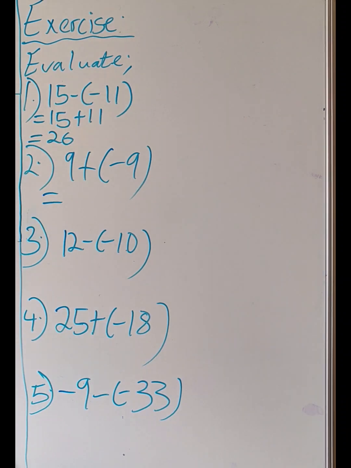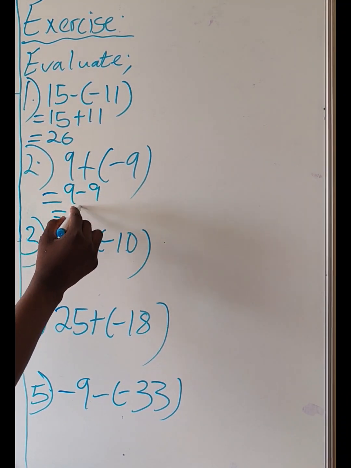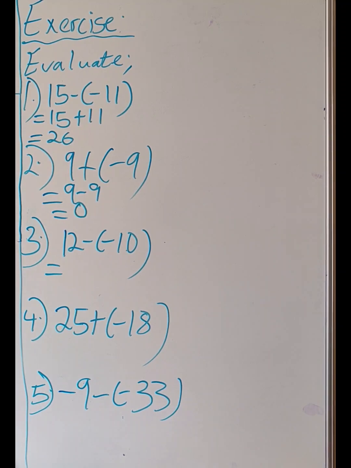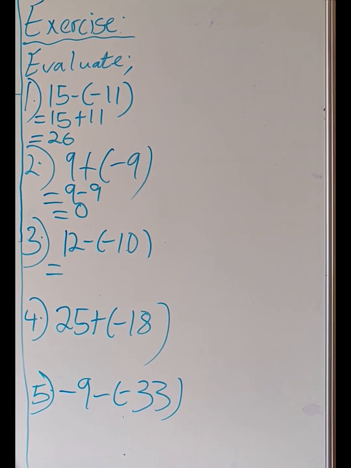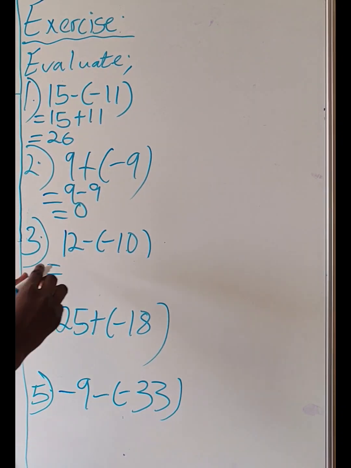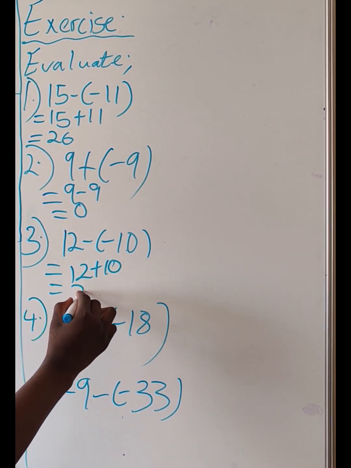9 plus open brackets minus 9 close brackets is going to be 9 minus 9, and 9 minus 9 is going to give us 0. Next question. 12 minus open brackets minus 10. Minus multiplied by minus gives us plus, so it's going to be 12 plus 10, so it's going to be 22.